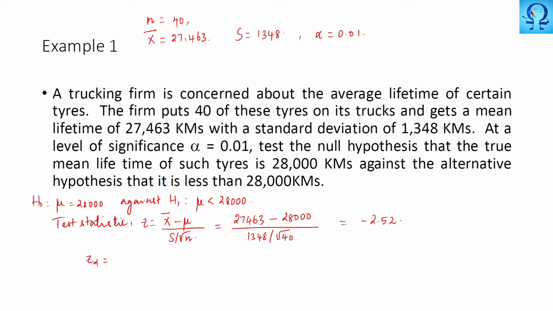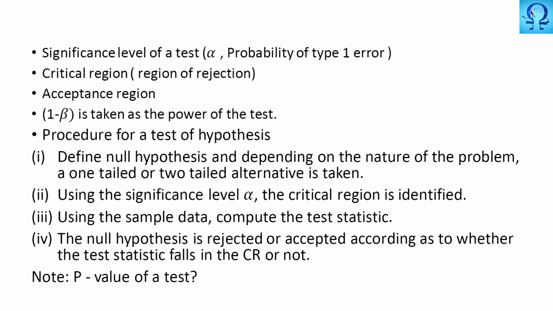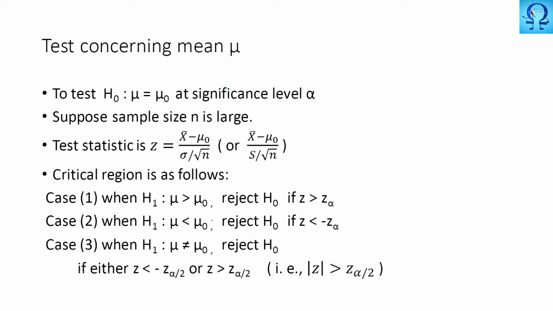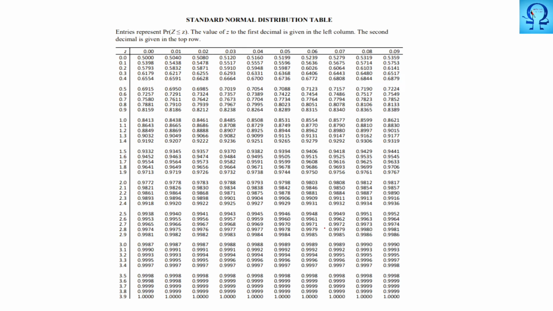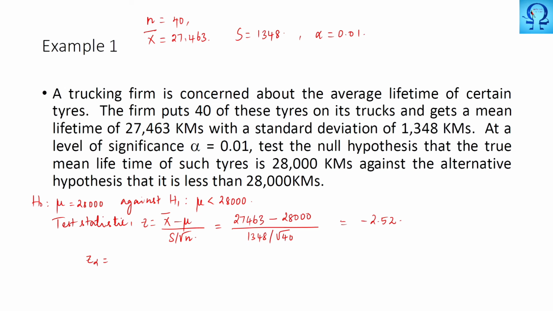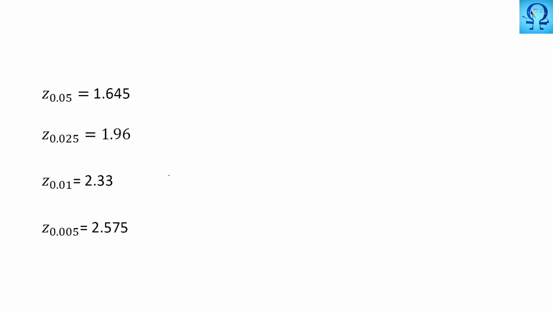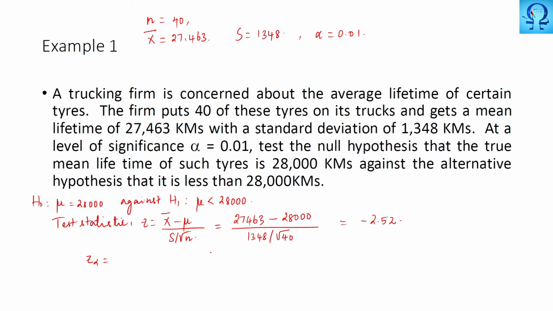Okay, now we will see what is z alpha. So now that we have mu is smaller than mu naught, when mu is smaller than mu naught, this is the case, we'll have to calculate minus z alpha. And alpha is what? 0.01. And for 0.01 we have this value 2.33. So therefore minus z alpha is minus 2.33.